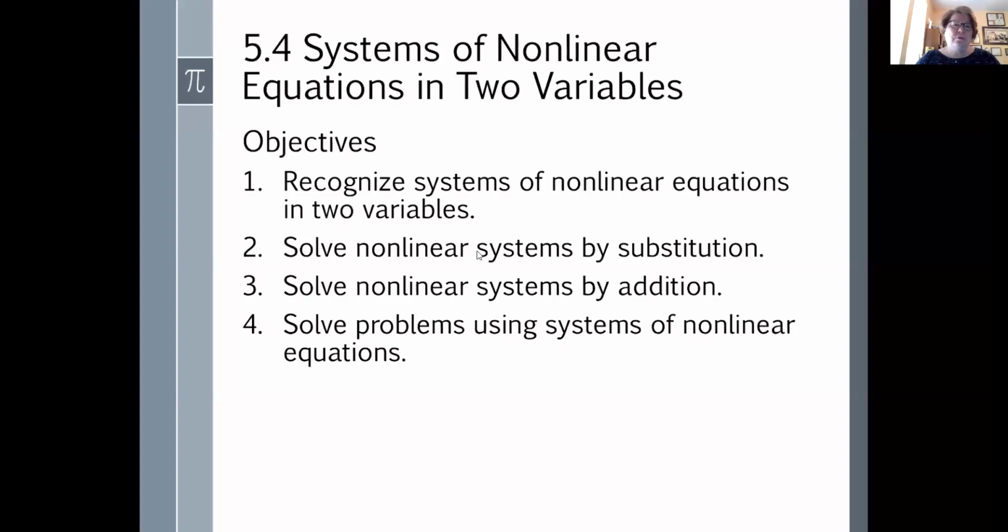In this video, we're going to solve systems of nonlinear equations in two variables. Number one, we're going to recognize systems of nonlinear equations in two variables. Then we're going to solve nonlinear systems by substitution. We'll solve nonlinear systems by addition, and then we'll solve an applied problem using systems of nonlinear equations.